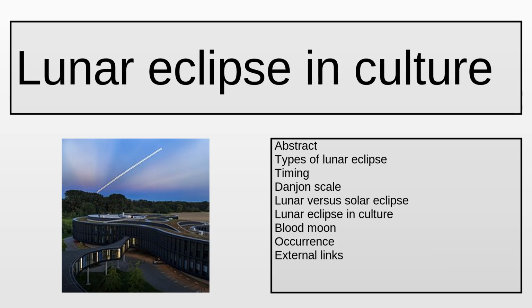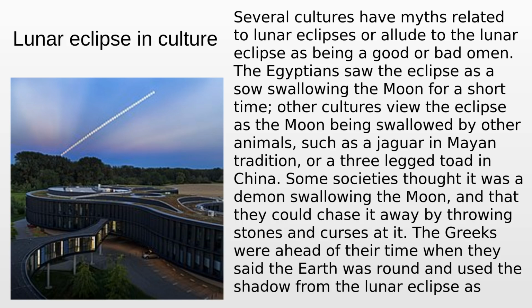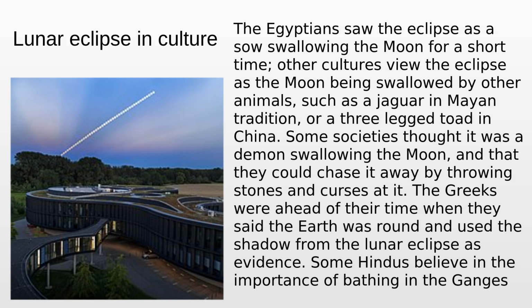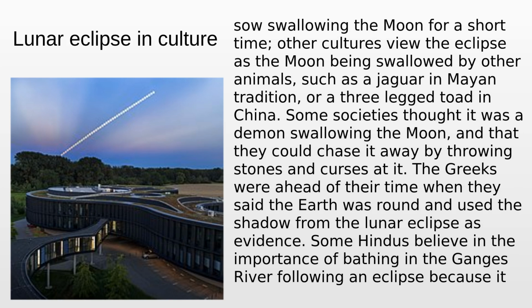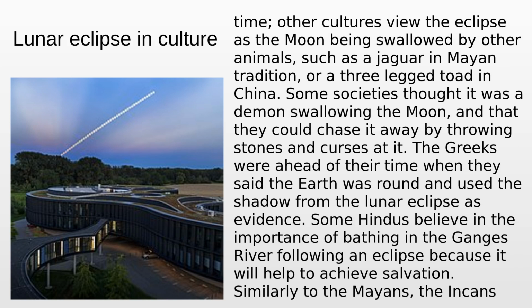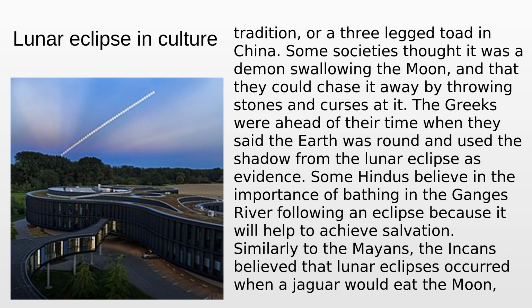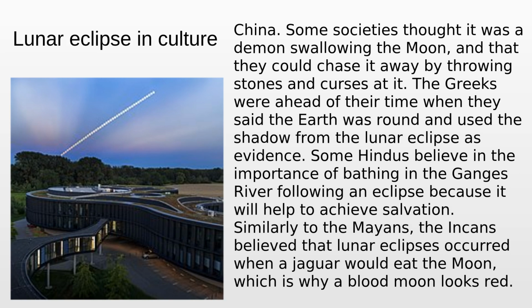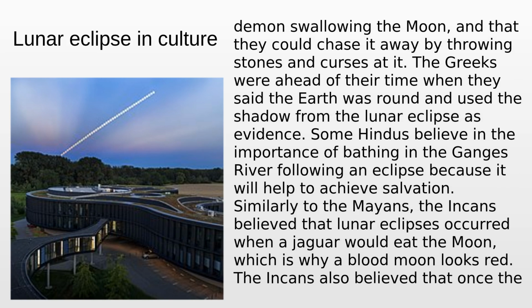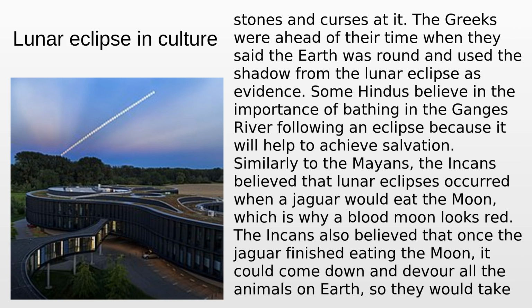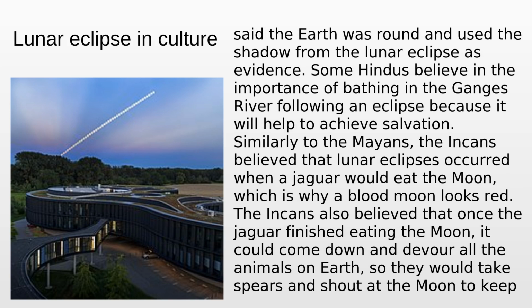Lunar eclipsing culture. Several cultures have myths related to lunar eclipses or allude to the lunar eclipse as being a good or bad omen. The Egyptians saw the eclipse as a sow swallowing the Moon for a short time. Other cultures view the eclipse as the Moon being swallowed by other animals, such as a jaguar in Mayan tradition, or a three-legged toad in China. Some societies thought it was a demon swallowing the Moon, and that they could chase it away by throwing stones and curses at it. The Greeks were ahead of their time when they said the Earth was round and used the shadow from their lunar eclipse as evidence.